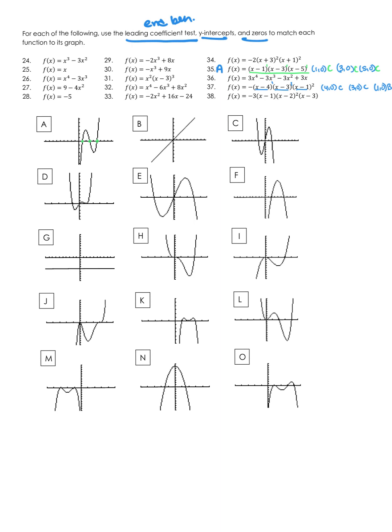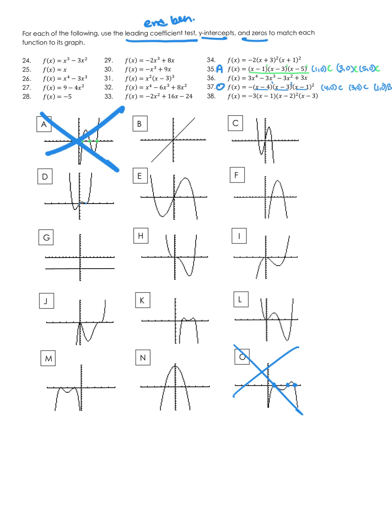So if I look at these graphs, this one looks like it has a bounce at 1, but it crosses at 4 and 3, which is not the case there. This one crosses at 0 and negative 1-ish. So I want to bounce at 1, find any other ones that bounce at 1. Well, this one bounces at 1, O, and it crosses at 4 and 3. So this is going to be my graph, and I'm going to cross them off as I go. So we crossed off A, and we crossed off O.